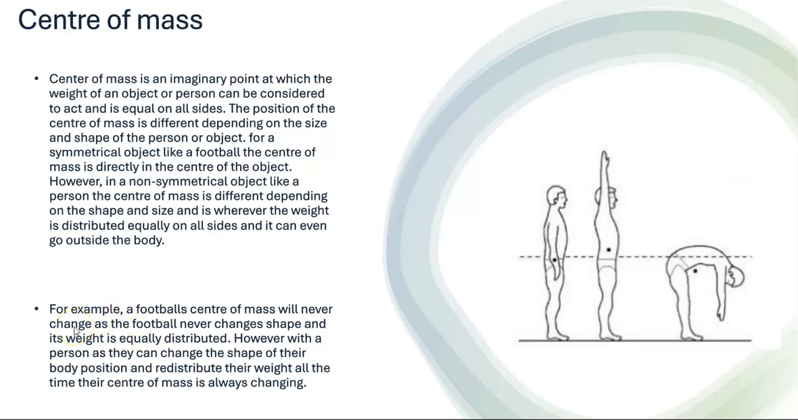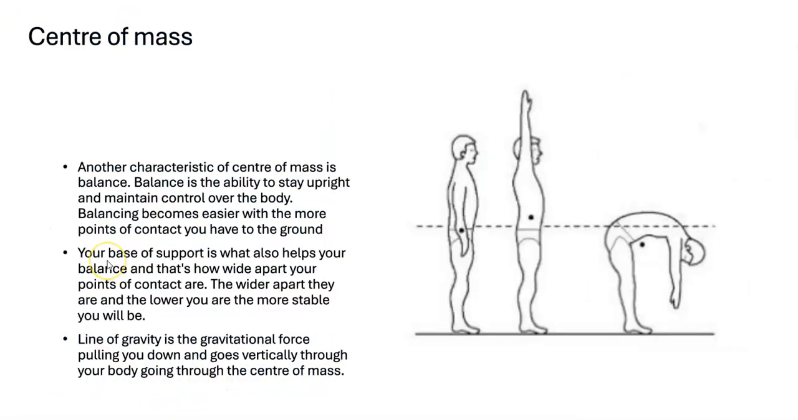For example, a football's center of mass will never change as the football never changes shape and its weight is equally distributed. However, with a person, as they can change the shape of their body position and redistribute their weight all the time, their center of mass is always changing. Another characteristic of center of mass is balance. Balance is the ability to stay upright and maintain control over the body.